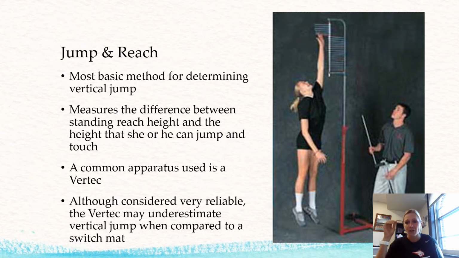From a psychological perspective, a lot of people like the Vertec because I can see where I want to reach. In this particular image, the girl got to one level and now she's trying to get that next prong. So some people like being able to visualize and see, and others like the jump mat just because you don't have to add the element of your arm reaching up. So pros and cons of either option there.